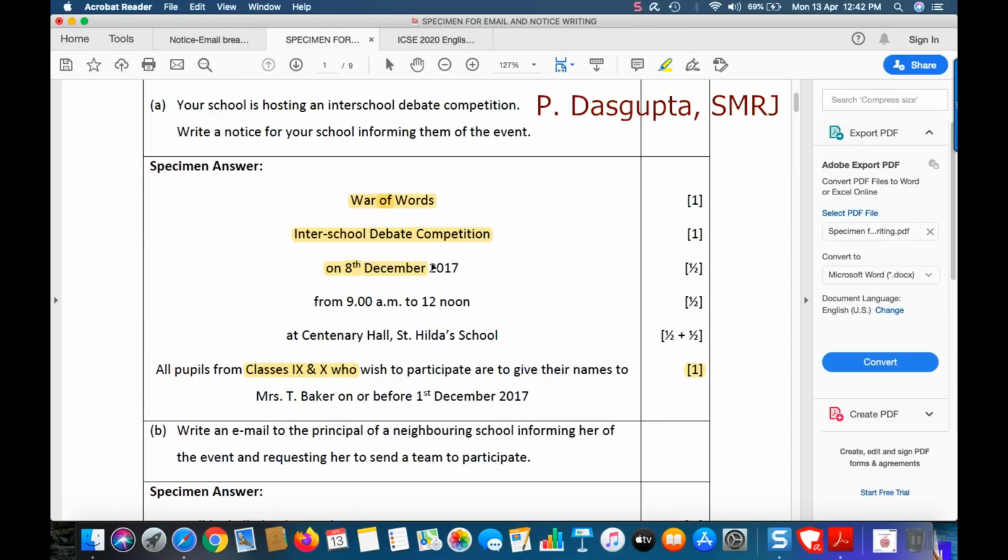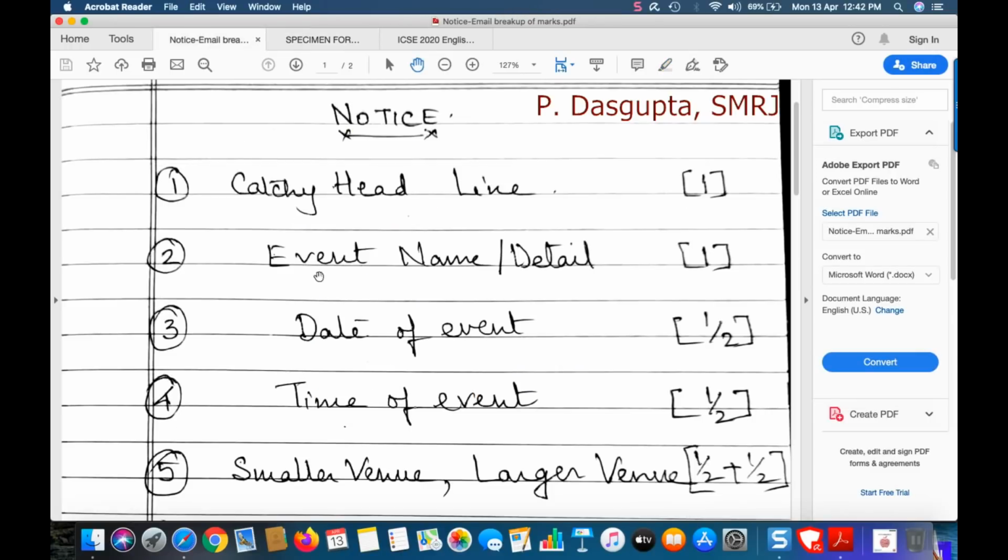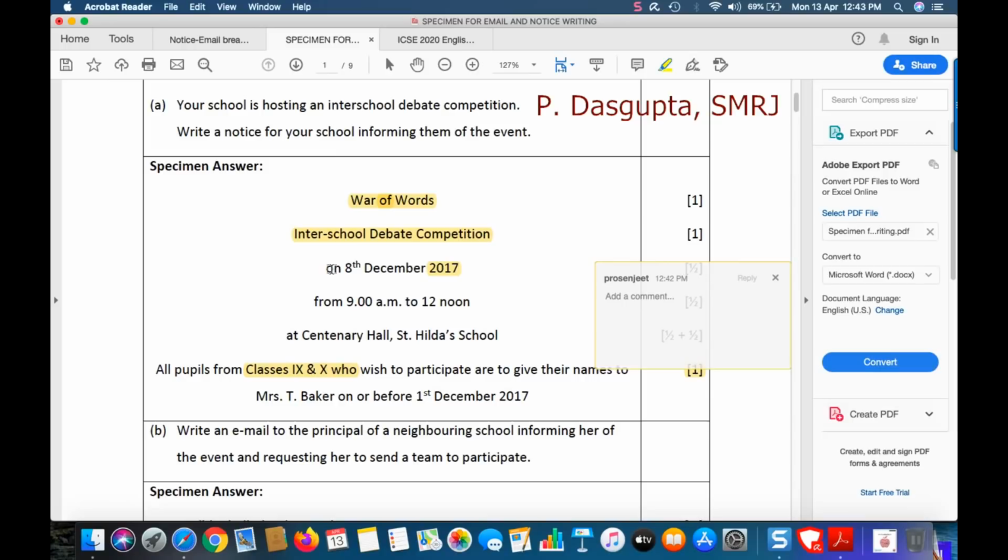On 8th of December 2017. Now in this, remember one thing. When you're writing the date of the event, it has to be a recent date. If the question has been asked in the month of March, say the exam is in the month of March, and you're writing the date of event, you are going to write the date of event as March. You will certainly not write 8th December, or say, for example, if we are talking about an event in March and you're writing about April, June, or in that case February. It has to be the same month when the question has been asked.